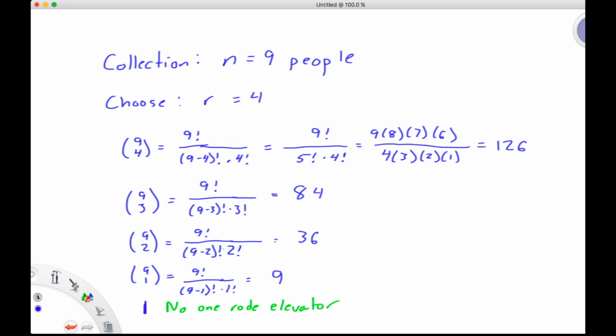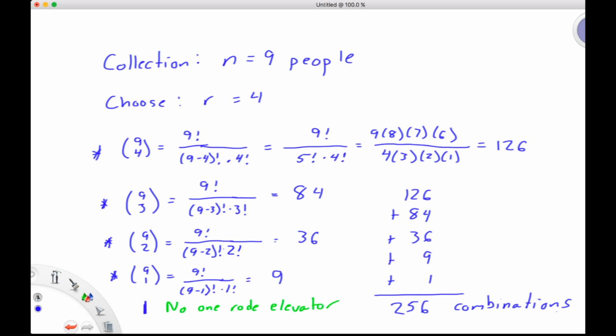Since we have all of these different possibilities, we could have 4 people ride, or 3 people ride, or 2 people ride, or 1 person ride. We have to take each of these numbers and add them up. So in total, between all of those different options, we would have 126 plus 84 plus 36 plus 9, and then plus the one option where nobody rides, totaling 256 combinations. This is our final answer. So if 9 people are waiting for our elevator and a maximum of 4 people can ride, there are 256 ways that we could group them together to take the first ride up.